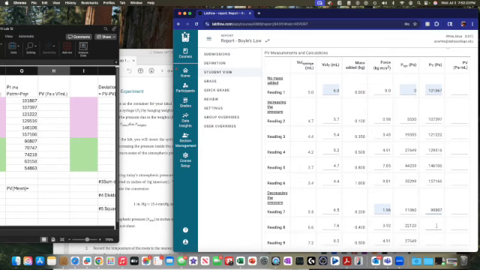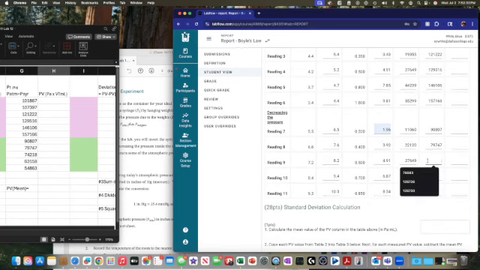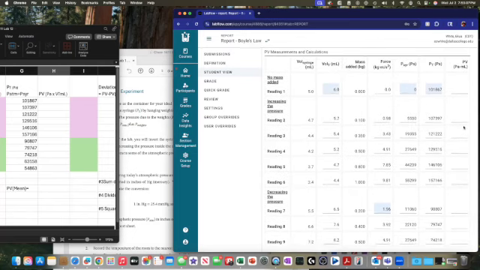90,807, 79,747, 74,218, 63,158, 54,863. Okay, let me check the green part. 90,807, 79,747, 74,218, 63,158, 54,863. Okay. Now this last column has us taking pressure times volume.